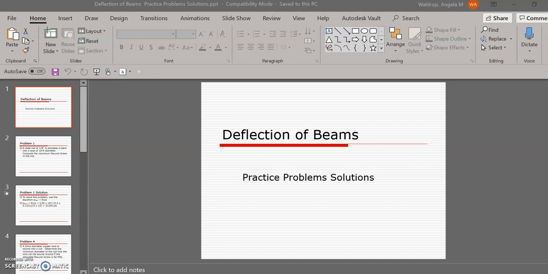Okay, so this video is going to review some key items from Chapter 16, Deflection of Beams, and then Chapter 18, Combined Loading. Okay, so first off, we're going to talk about Chapter 16, Deflection of Beams.